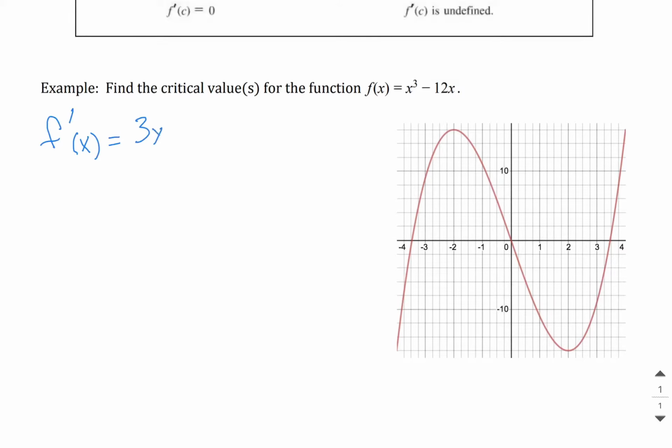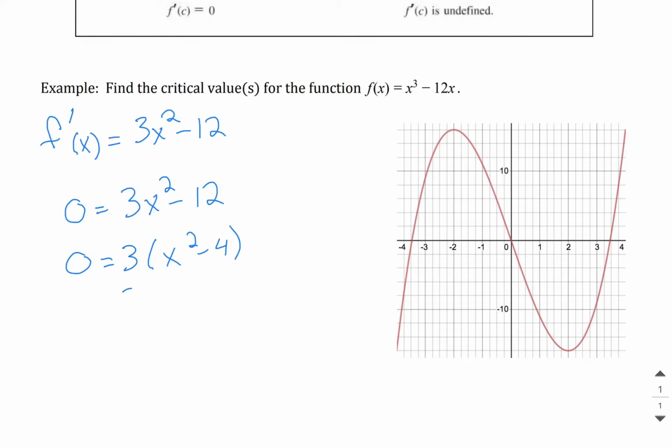So f prime of x is going to be 3x squared minus 12. And then to find those critical values, what we need to do is set this equal to 0. So we're going to say 0 is equal to 3x squared minus 12, and then go ahead and solve. We'll factor out that 3, so we have 3 times x squared minus 4.